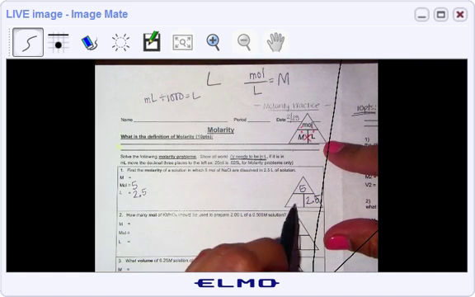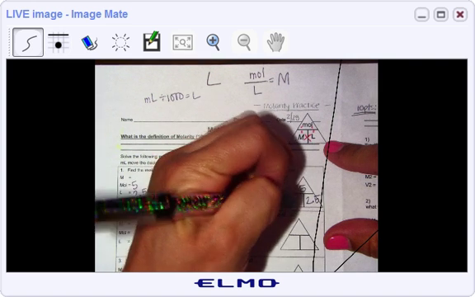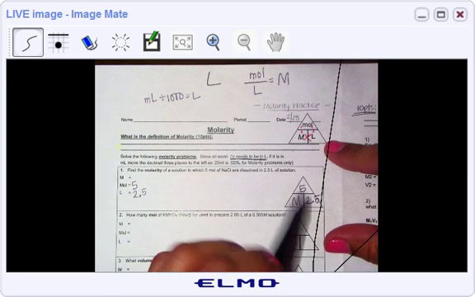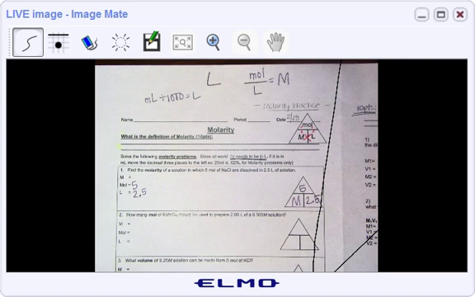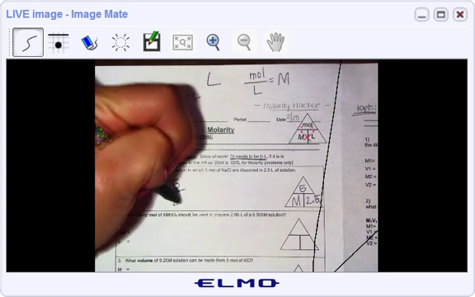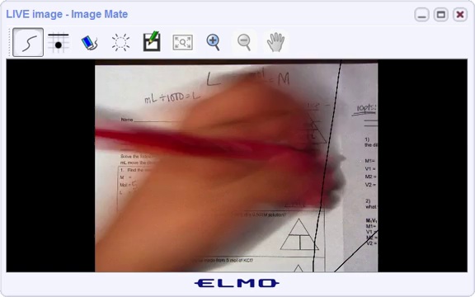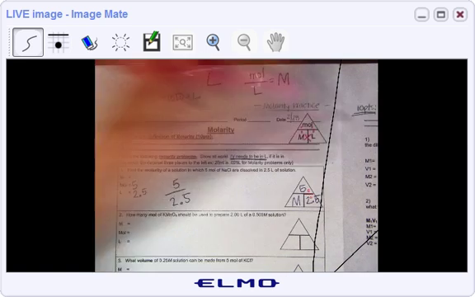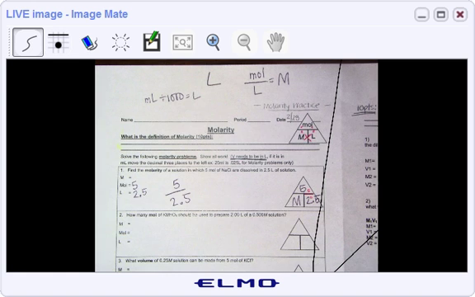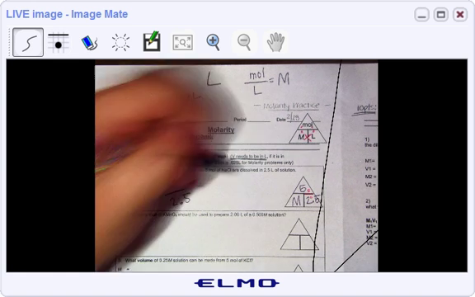Okay, we're trying to find molarity. So these two numbers are top to bottom. Do I multiply or divide? I'm going to divide, and the answer is 2.